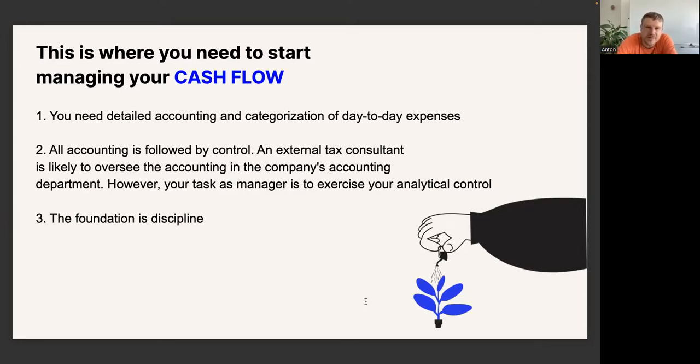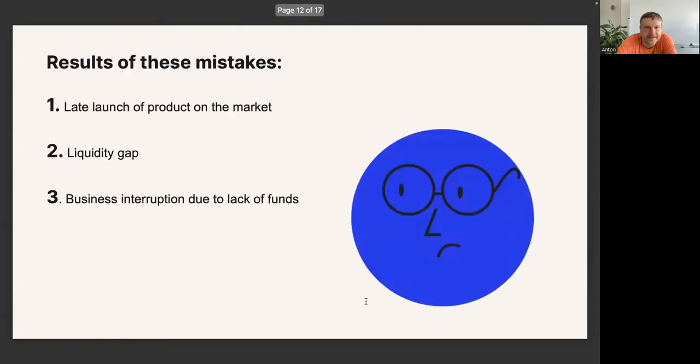So basically, you need to be in control of your finances. You need to be able to compare your actual spendings or actual financial flows with your plan. This is important. If you don't do this, these things can happen to you: you delay the launch of your product, or you have a liquidity gap. What is a liquidity gap? You have more expenses than you have cash available, so you cannot make any payments anymore. So if you can't do this, you cannot do business anymore.